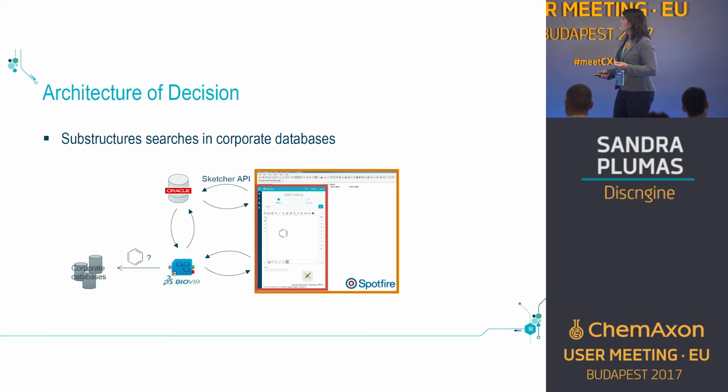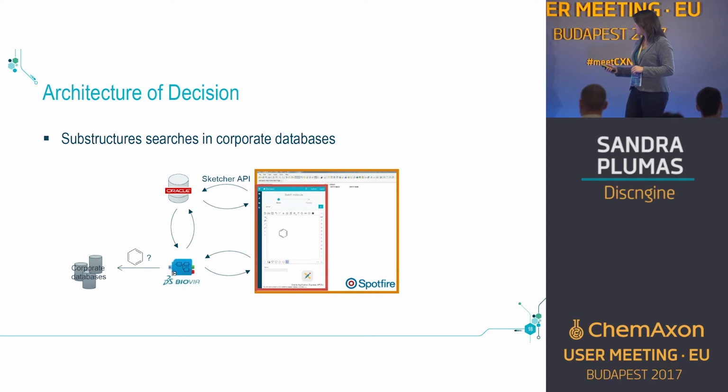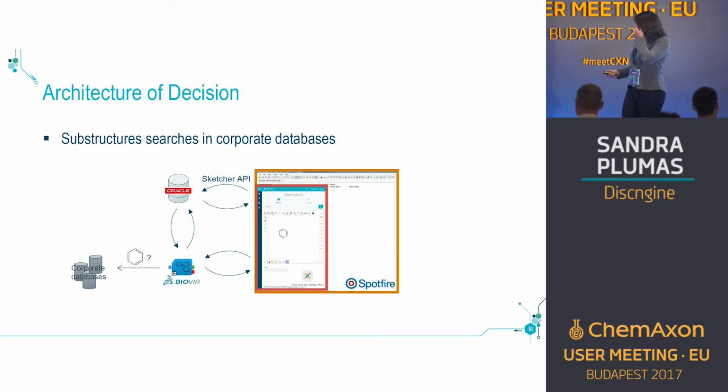Before explaining why we chose Marvin JS, I will tell you about the architecture of the application and of this feature. So in the web page integrated in typical Spotfire, there is a sketcher in a region of the page, so the user can draw the molecule.